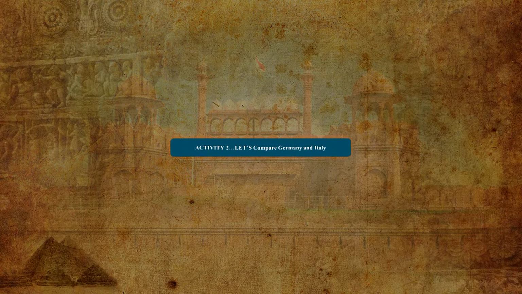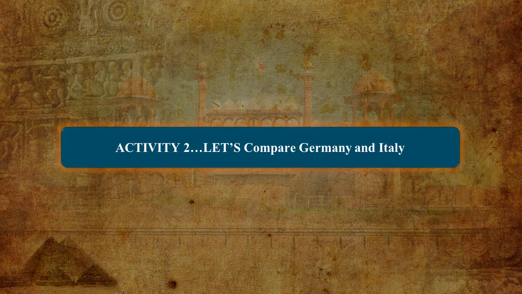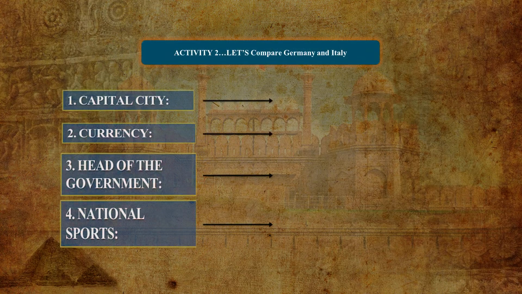So, we have seen the process of unification in Germany and Italy. Now, let us understand through an activity. Activity 2: let us compare Germany and Italy. If you have already gone through the map of Germany and Italy, and if you have some current knowledge about Germany and Italy, this will help you. This activity makes you aware of present day Germany and Italy with respect to the past and the unification process. So, the activity begins.